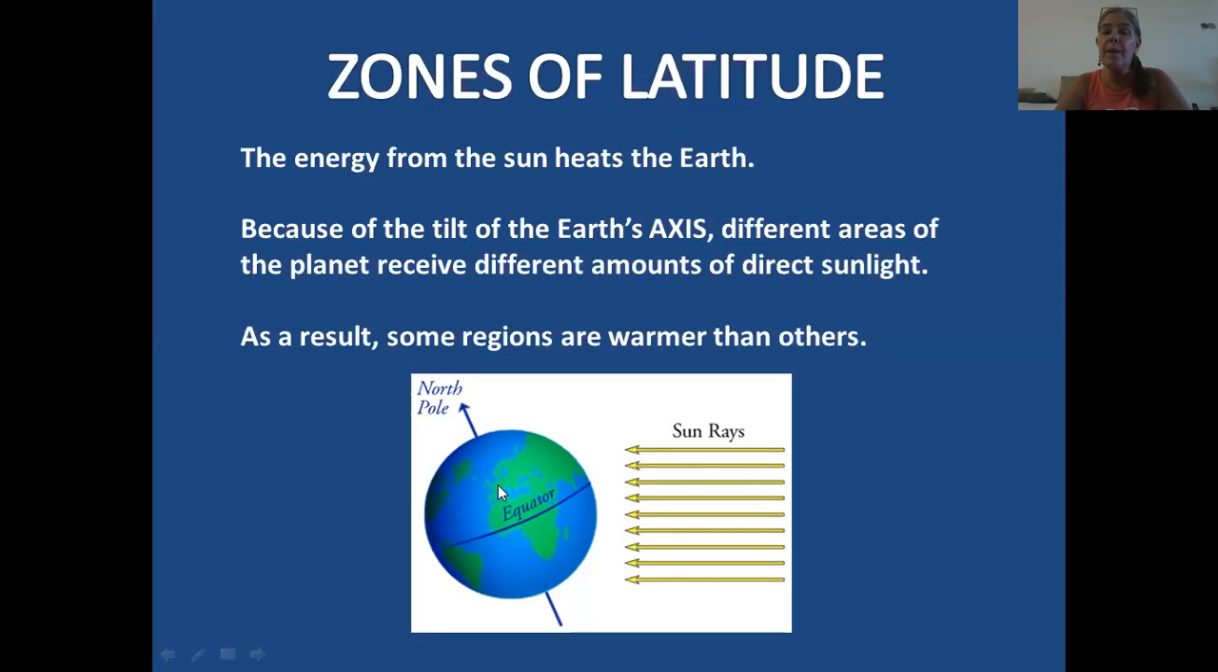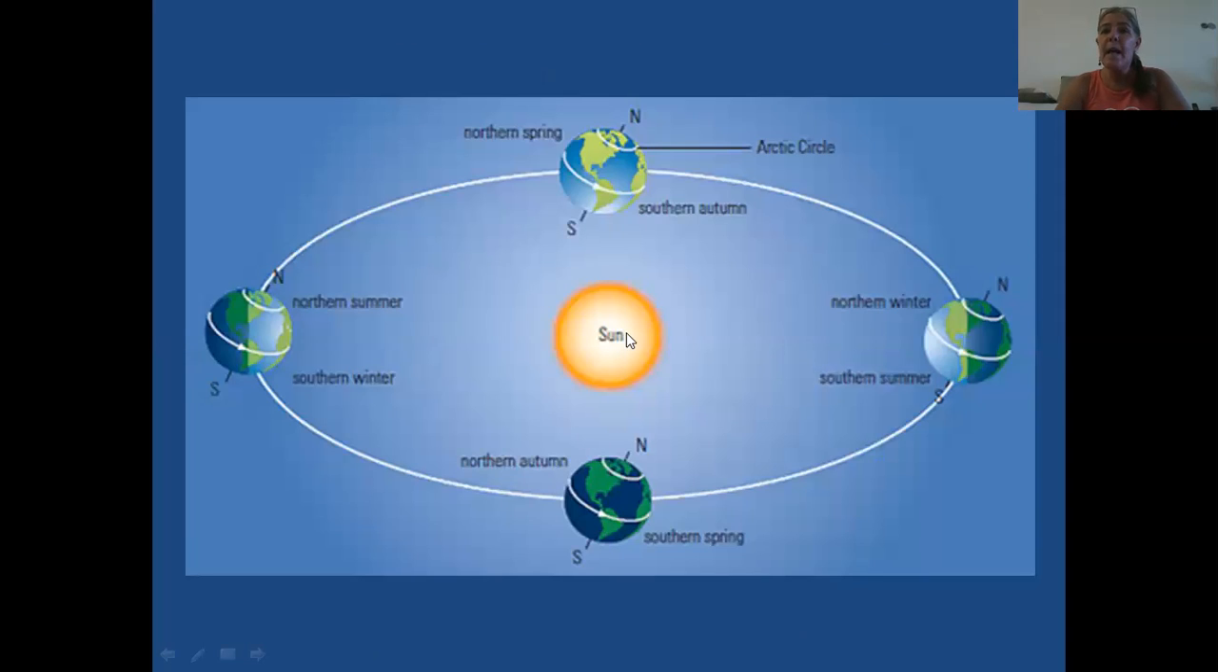So look here in the picture, we have the earth. We know that it's tilted, so certain areas are going to be getting more sun than other areas, okay? For example, here we have the earth as it rotates around the sun, and it's also rotating on its own axis. So as it rotates around the sun, different areas of the planet are going to be getting more sunlight.